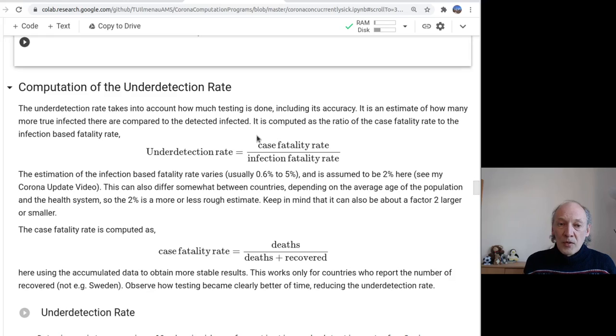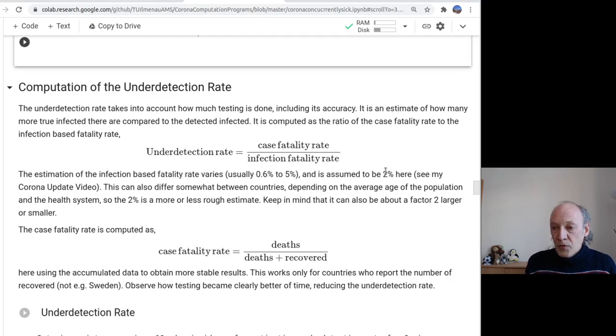Right? So you have a certain number of detected, and a certain percentage of those detected will die. So there you have a percentage for that. But then you can also estimate how many of all infected people die, and that gives you a different percentage, right? And this infection-based fatality varies depending on the age of the people. So depending on which country and which average age that country has, this infection-based fatality rate differs. In relatively old countries like Germany, this will be higher than in relatively young countries, say like Lebanon.